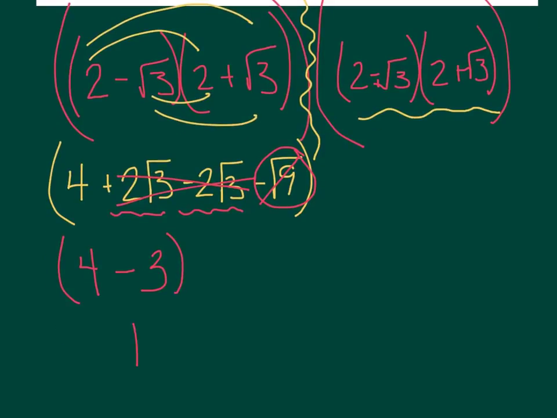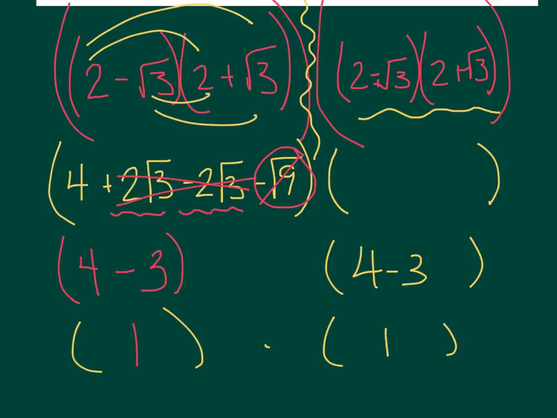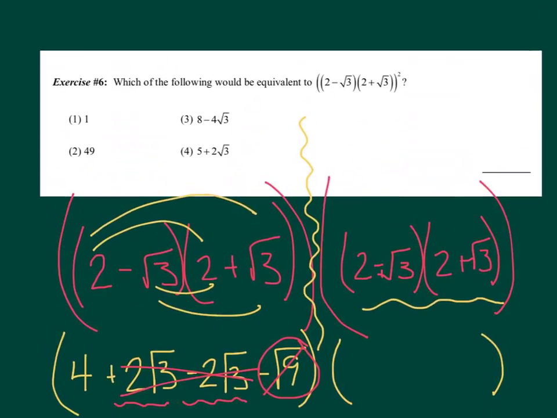Now remember, because I multiplied by the same thing, I would get the same answer. So I'm really just taking all of that, and this is also going to be 4 minus 3, which is 1. And 1 times 1 is just 1. What a crazy way to get the answer of 1.